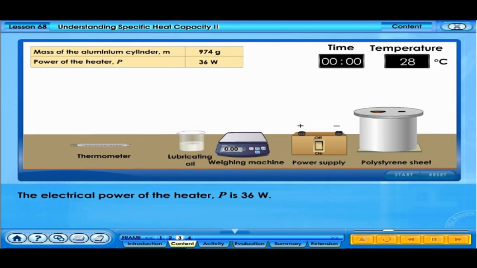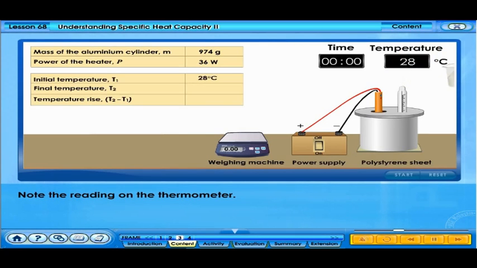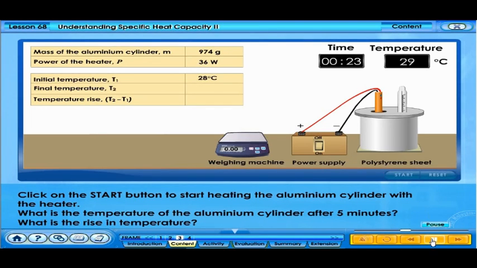Add lubricating oil to both the cavities so that there is better thermal contact between the aluminium cylinder and the heater, and with the thermometer. Note the reading on the thermometer. Click on the Start button to start heating the aluminium cylinder with the heater. What is the temperature of aluminium cylinder after 5 minutes? What is the rise in temperature?